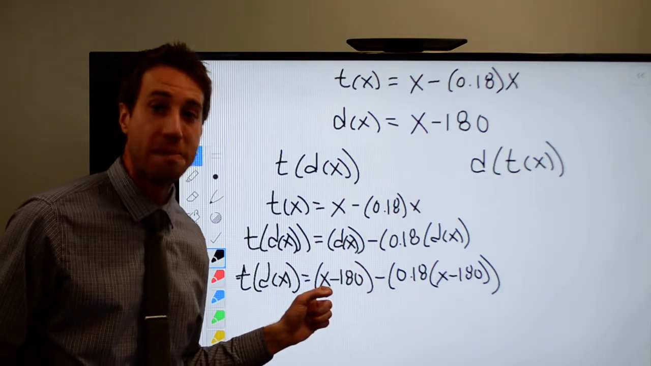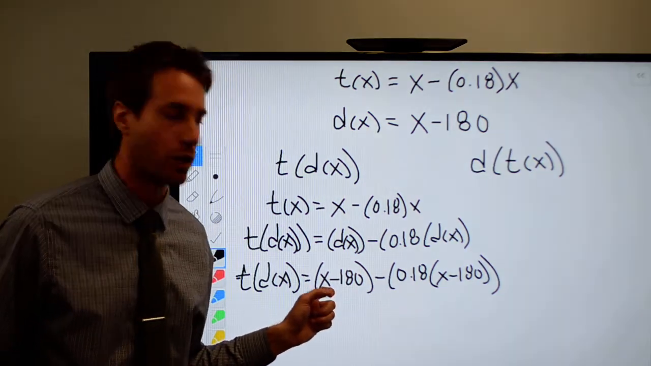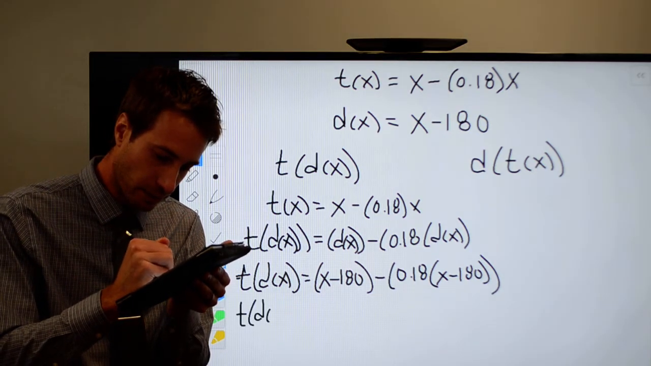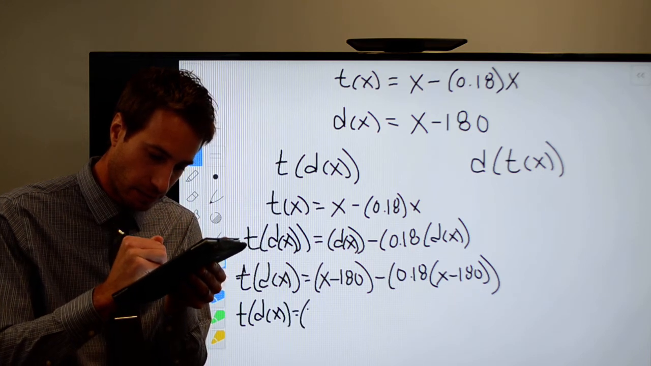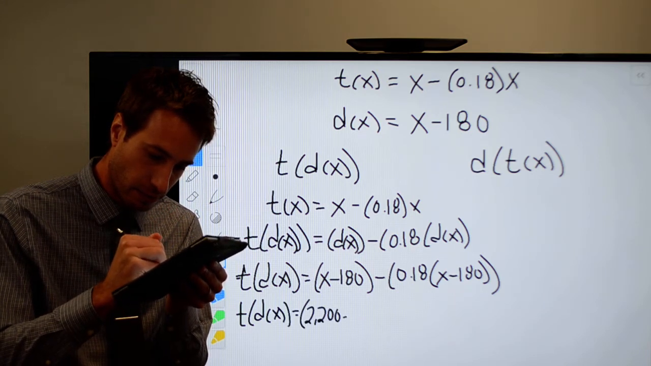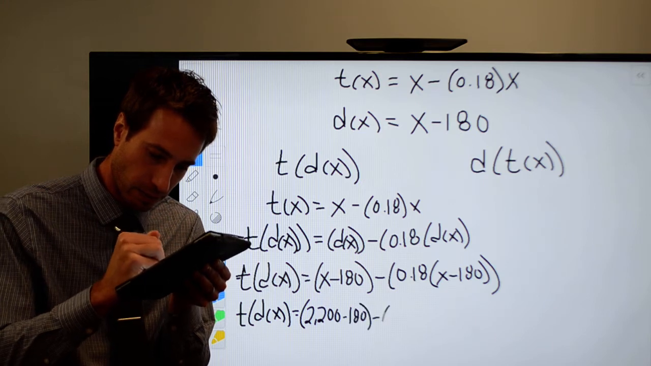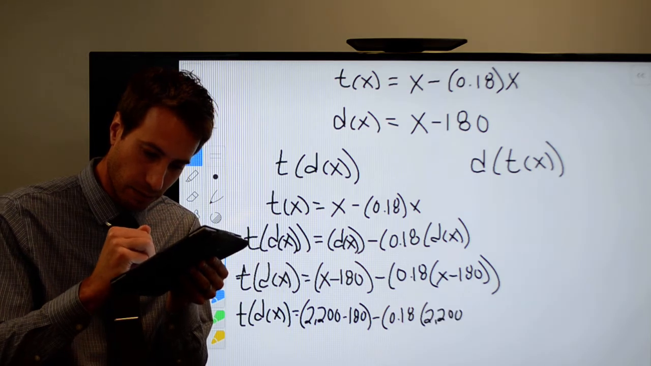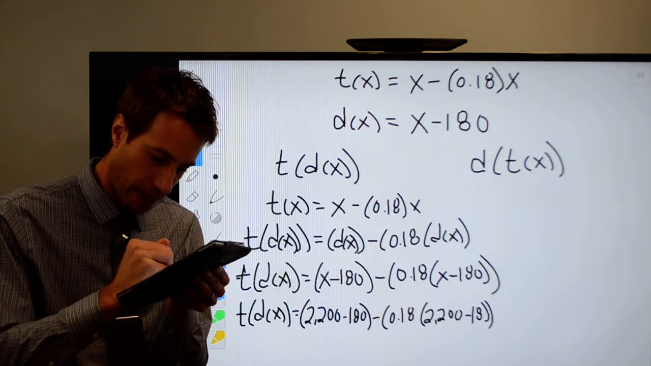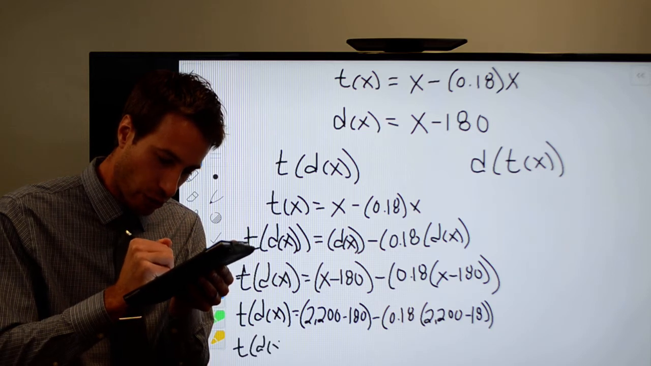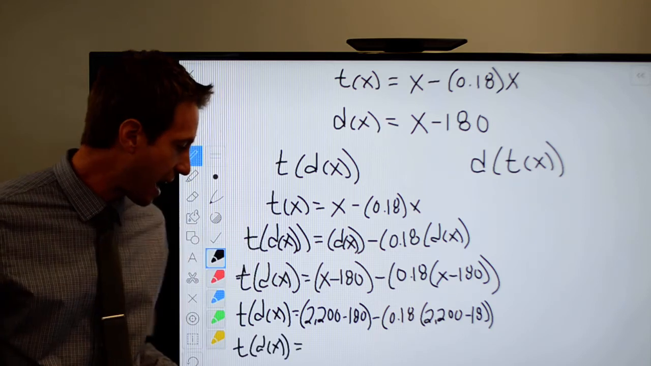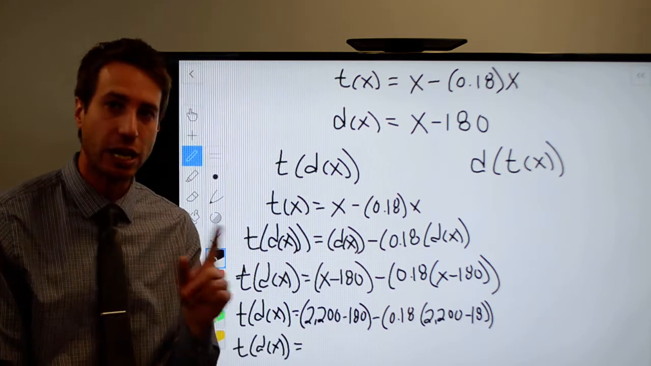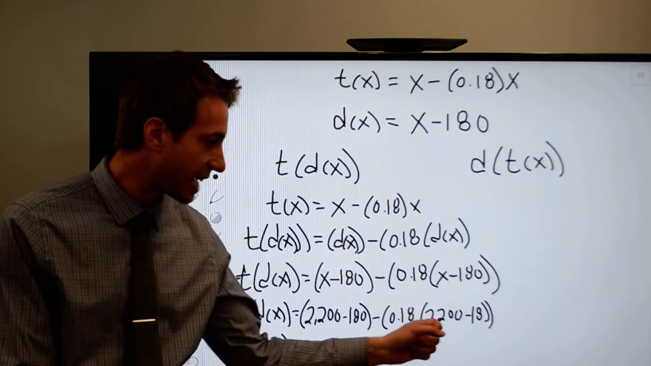I know that Tyrone makes $2,200 each pay. So let's plug that in. Okay, plug this into your calculator. Don't fat finger something on your calculator. 2,200 minus 180 would be 2,020.